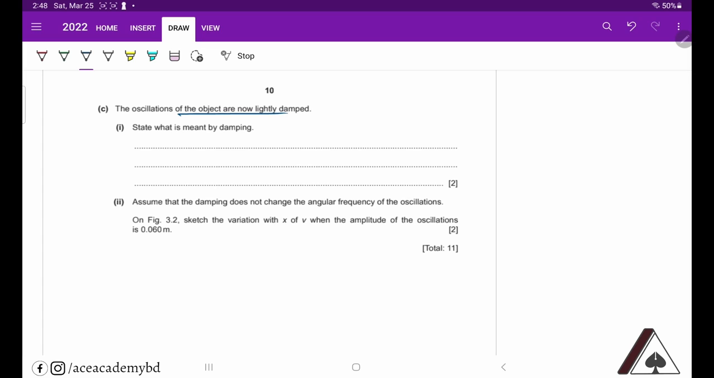It says the oscillation of the object is now lightly damped. Explain the meaning of damping. So damping is basically the loss of total energy of a system due to resistive forces.